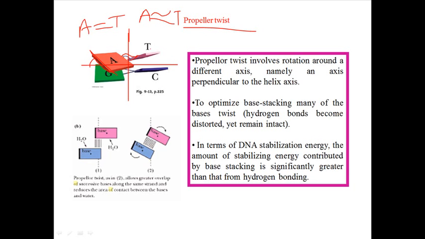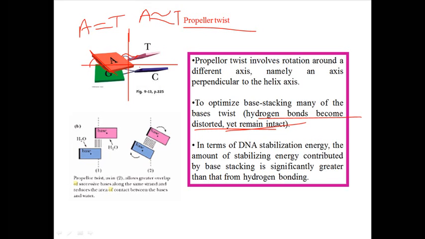So this slight twist, which changes the orientation of the hydrogen bond, is called the propeller twist. Okay, so though the hydrogen bonds become distorted, they never get broken off; they remain intact. So that's my message to you: they are getting distorted but they remain intact. They do not usually break via the propeller twist.